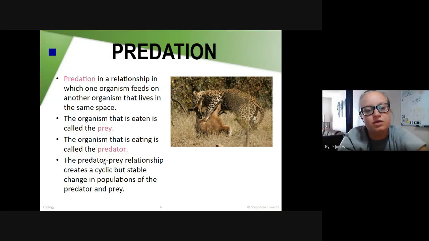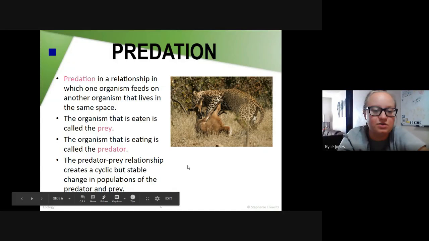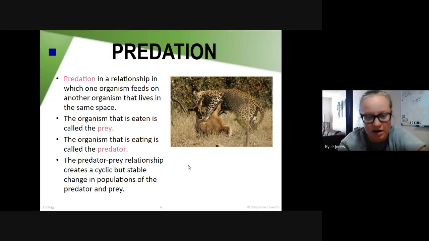The predator-prey relationship creates a cyclical but stable change in population of the predator and the prey. So this is a very natural thing in the ecosystems. Animals have to eat. Typically, they have to eat each other. So the one being eaten is the prey, and the one doing the eating is the predator. This is a very common relationship that I think most of you already know about: predator-prey, right?